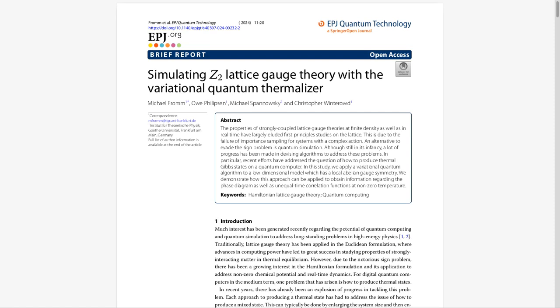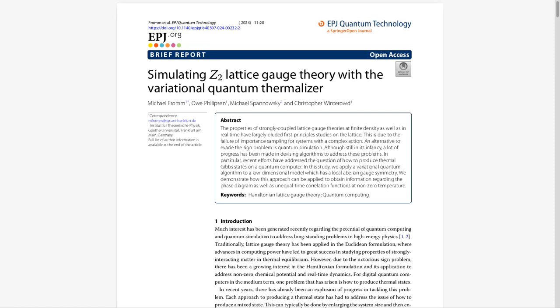Exactly. And the really exciting news is that the simulations were a success. The VQT accurately reproduced the expected behavior of the chiral condensate as they changed the temperature and chemical potential. That's huge. So the VQT passes the first test. But it sounds like the researchers didn't stop there. They pushed the VQT even further, right?